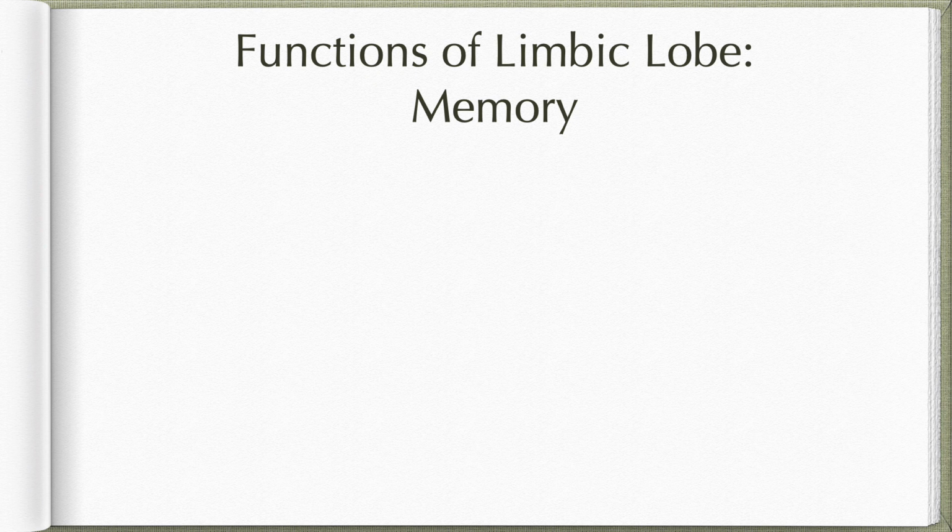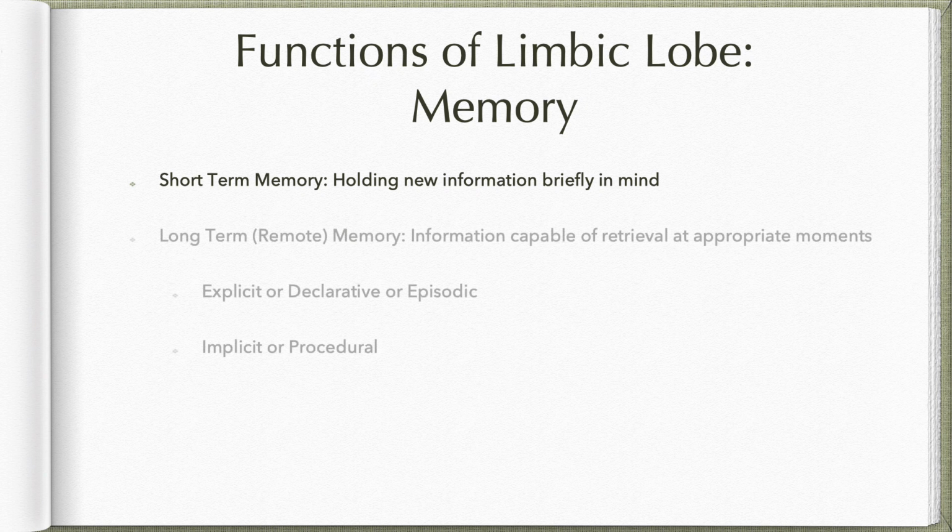Now coming to functions of the limbic lobe. One, it is involved in memory. So let us find out about the various types of memory. There is what is known as short-term memory. This is holding any new information very briefly in mind. Like when you are dialing a number, you just remember the telephone number at that point of time. So that is short-term memory.